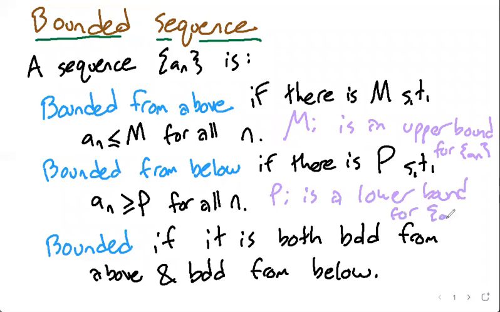And then finally, if our sequence is both bounded from above and bounded from below, we say that it is bounded. And if it's not bounded, we can say our sequence is unbounded. Let me just draw a picture or two about this.